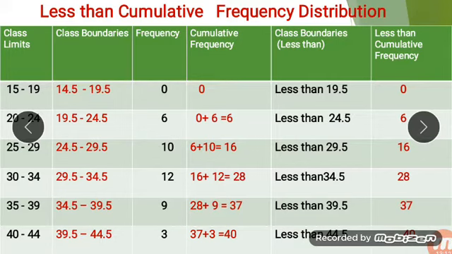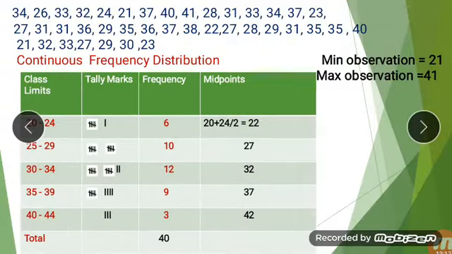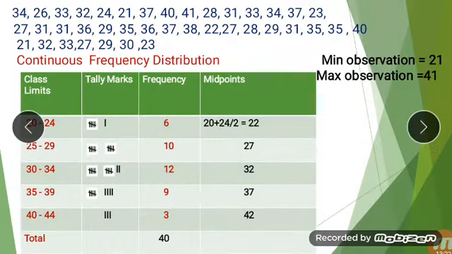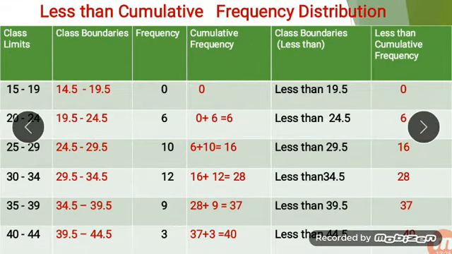Here we have to make the class boundaries first, as it is asked. In class boundaries, we subtract 0.5 from the lower class limit and add 0.5 to the upper class limit, so that the numbers which separate the classes leave no gaps. Here 25 minus 0.5 gives 24.5, and 29.5. So here are the class boundaries.